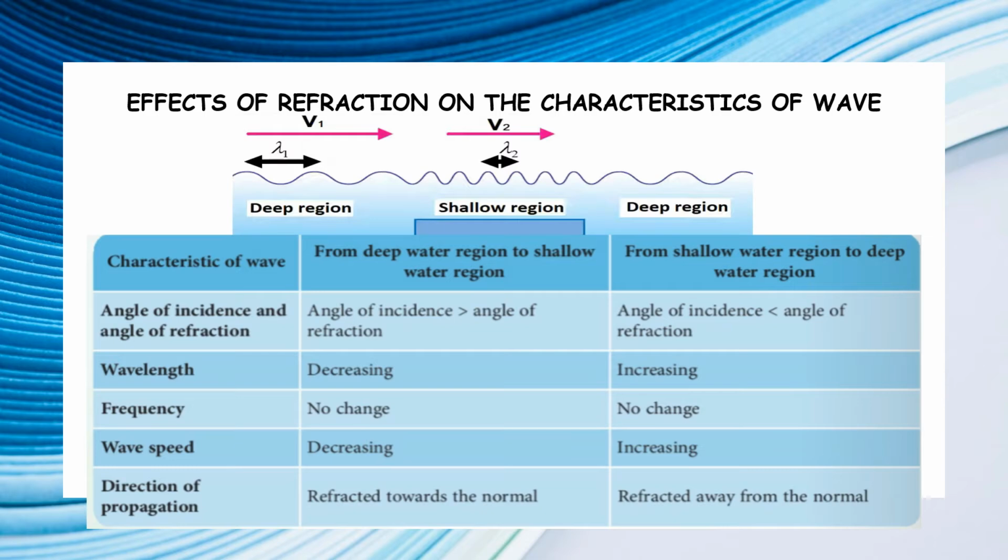From the shallow water region to the deep water region, the wave speed and wavelength increase, and the angle of incidence is smaller than the angle of refraction. The direction of propagation from the shallow water region to the deep water region is refracted away from the normal.